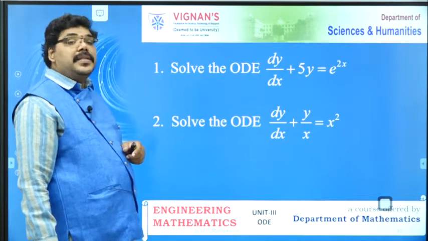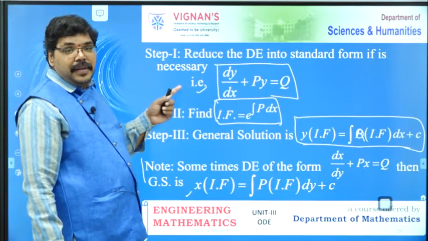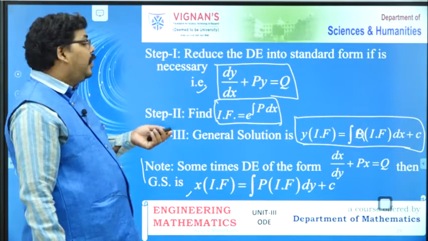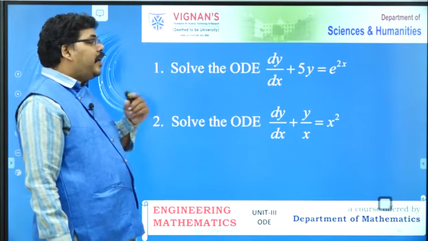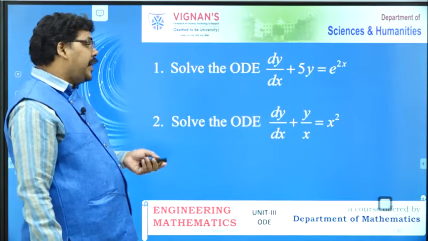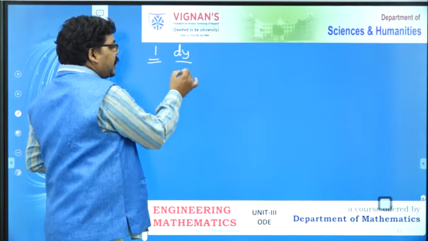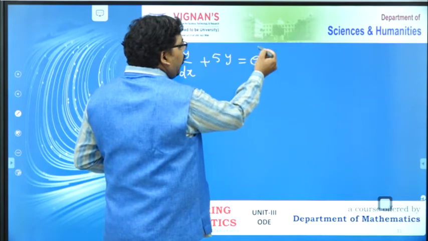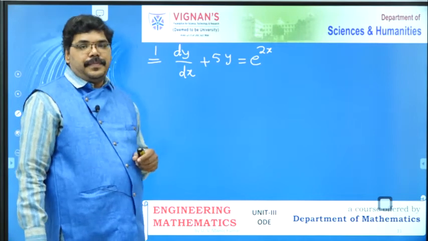Let us solve these differential equations. Standard form, integrating factor, general solution form. You should remember. Let us solve the first equation. What is the first equation? dy by dx plus 5y equals e power 2x. This is the given differential equation.